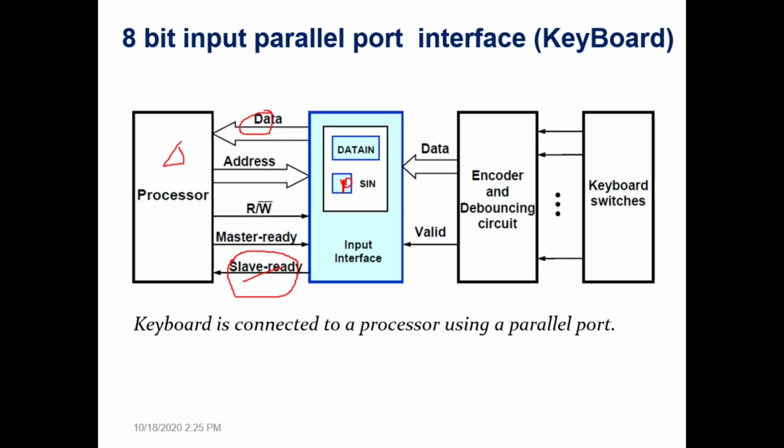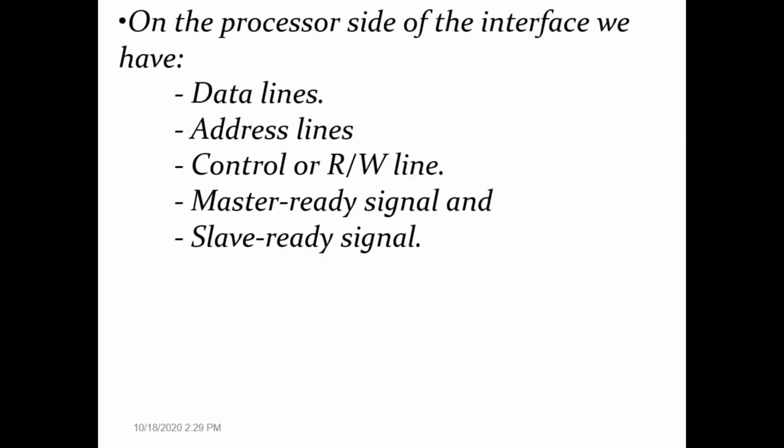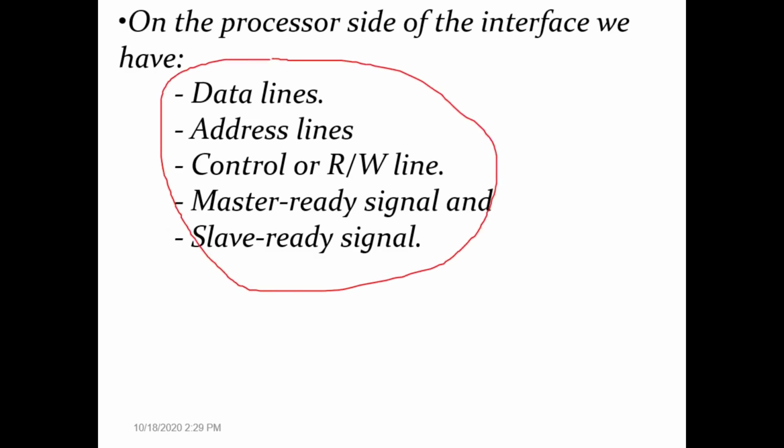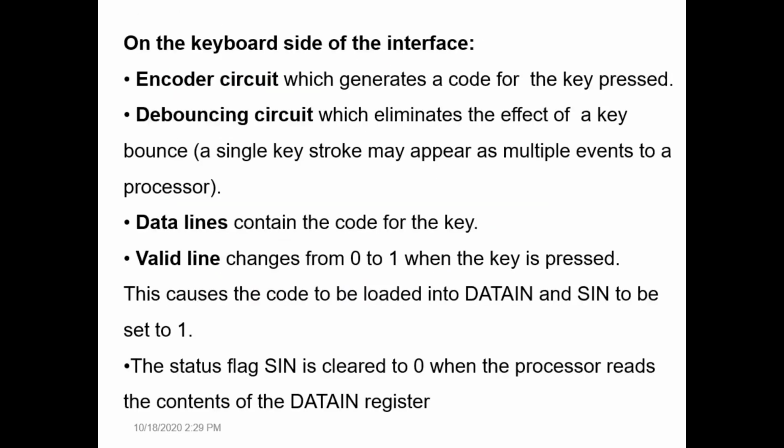So SIN is made 0 to inform the situation that the processor has read the data. So this is how the 8-bit input parallel port of the interface circuit is used to connect a keyboard input device to the processor. The same explanation is written again in theory words here. So these are the signals present at the processor side of the interface circuit, and these are the signals present at the keyboard side of the interface circuit, and how these signals are used.